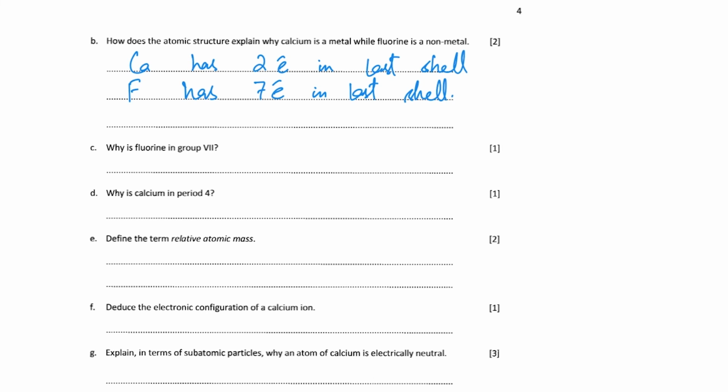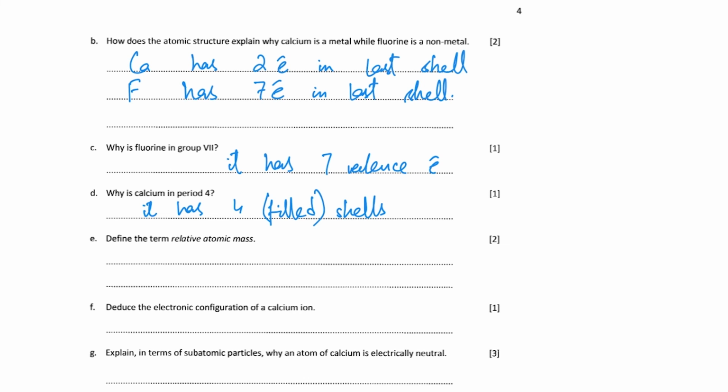Next question, why is fluorine in group 7? Again, you don't need to copy the question. So because it has 7 valence electrons or 7 electrons in the last shell. In fact, you don't even need to write the because thing. You can just say it has 7 valence electrons or 7 electrons in the last shell. Whilst calcium in period 4, so what they're technically asking you is, what does the number of periods show? So you can say that it has 4 filled shells. Notice that it's important to write 4 filled shells, but you can also say 4 shells because in O levels that is acceptable.